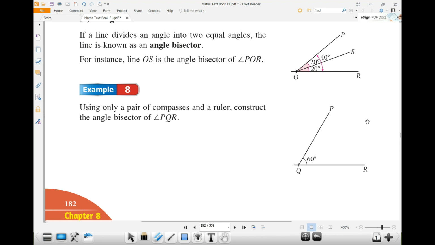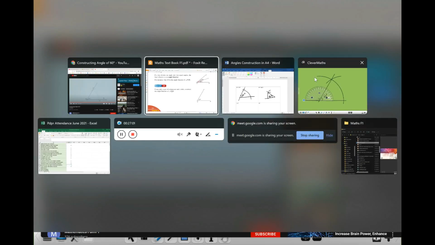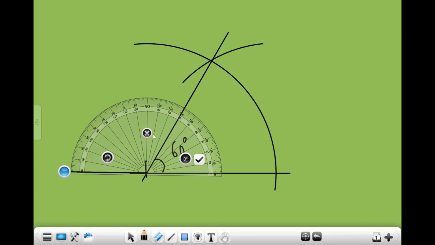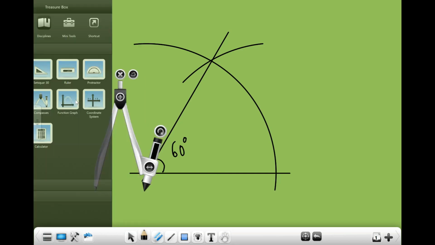So I'm going to use what I have just now, the one that we constructed, the 60 degree. Okay, this is the one here, not this one. So you see, I already have my 60 degree. I'm going to construct angle bisector. So it's very simple to construct angle bisector. What you do is just take out your compasses, put your sharp point, the sharp end over here at the center of your angle there.